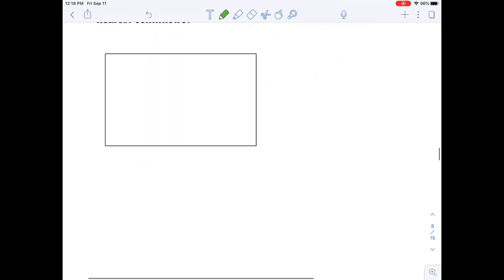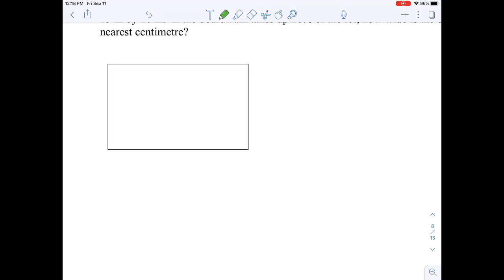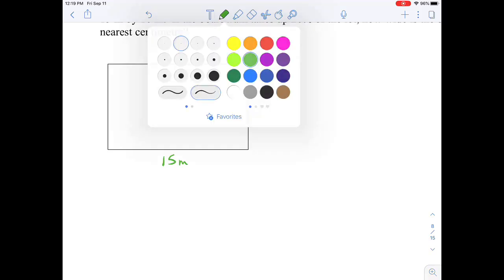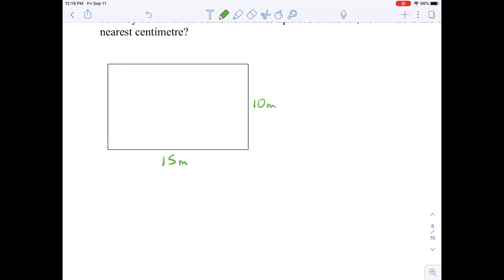So again, the idea is that originally this thing was 15 meters by 10 meters. And then on the inside of it, they are building a boardwalk going around the outer edges. So we end up with something on the inside that looks roughly something like this.